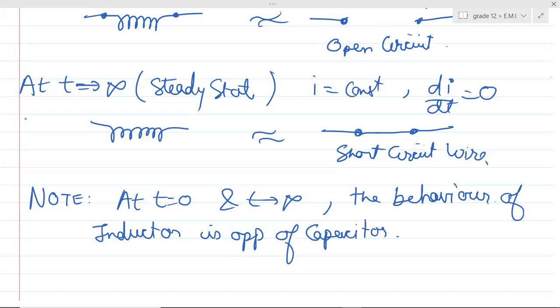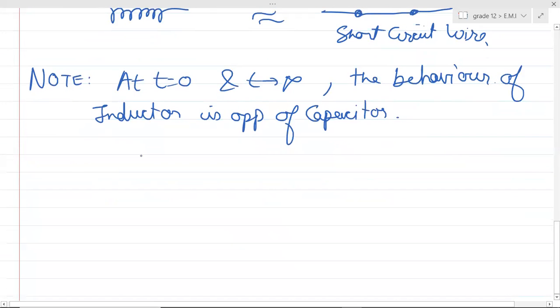Now, the second thing which is there is basically called the decay of current. But before teaching you decay of current, I need to teach you something called an active inductor. What is an active inductor? Do you remember the charged capacitor thing?